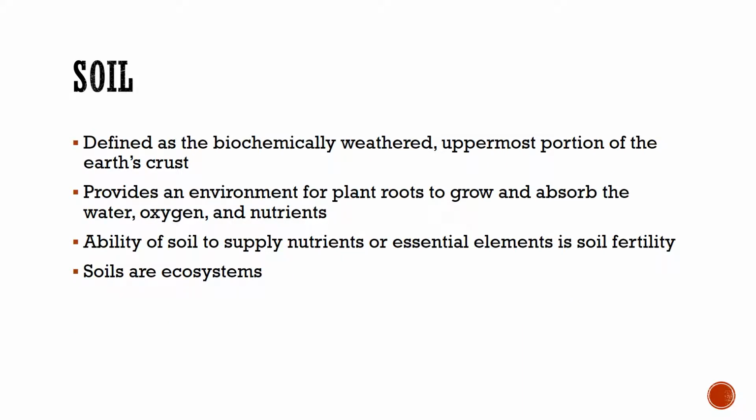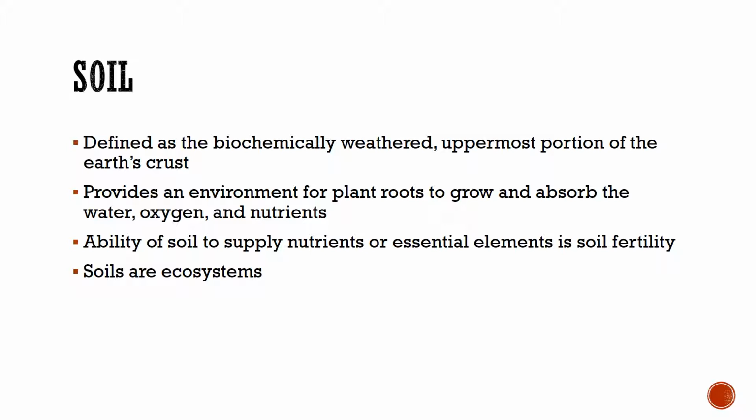Okay, so what is soil? Make sure you know this first definition, this first bullet. It's defined as the biochemically weathered, utmost portion of the Earth's surface. Biochemically means we have to use things that are on this earth, chemicals. I'm going to show you a picture of a cross section of the Earth in just a second. Obviously, it provides us with a lot of different things: it gives the plant's roots somewhere to grow and absorb the nutrients we talked about, the chemical nutrients, the oxygen, and water as well.